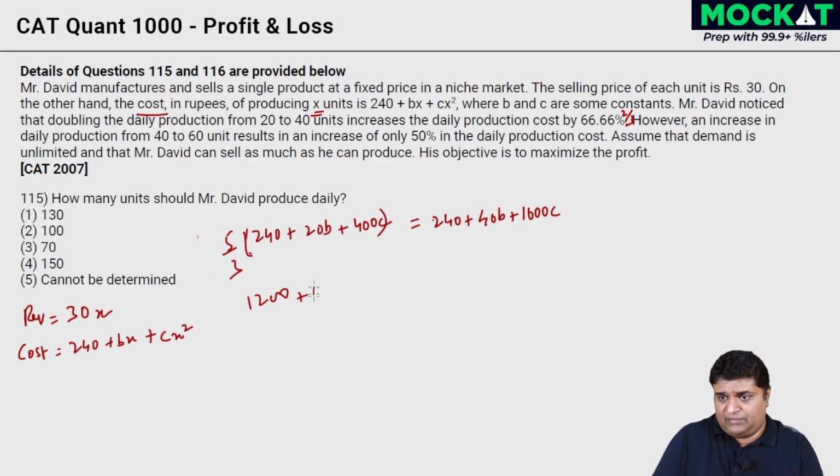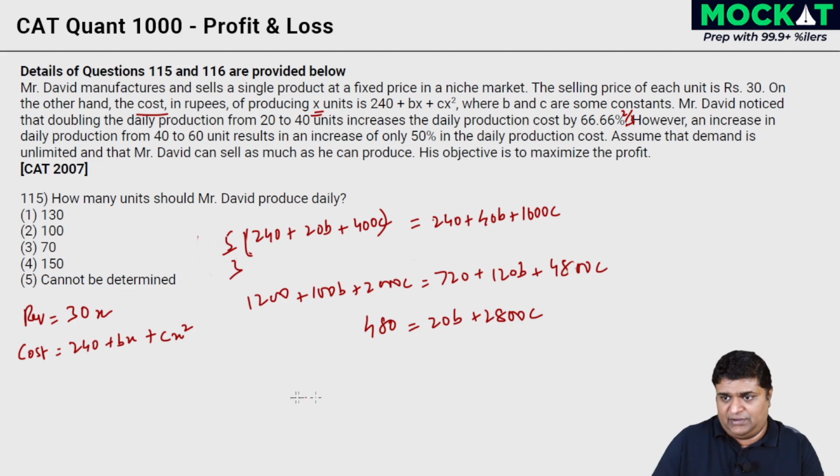1200 plus 100B plus 2000C equals 720 plus 120B plus 4800C. Okay. Now, how do we simplify? Bring the 720 here. You get 480 equals, take the 100B there, that's 20B, plus the other one, it's going to give us 2800C. We can divide all of these by 20. And what do we get? That's going to be B plus 140C. And on this side, you divide by 20, you're going to get 24.